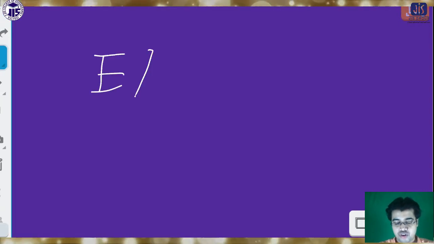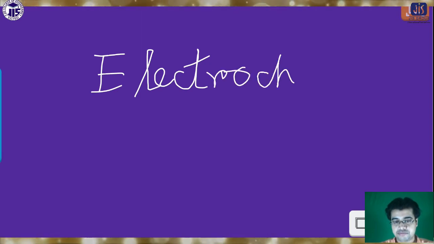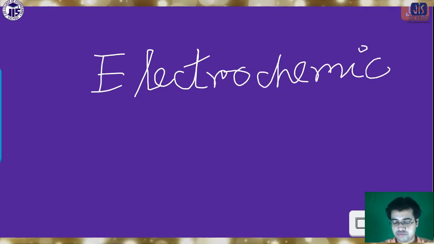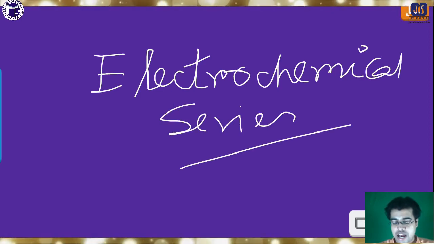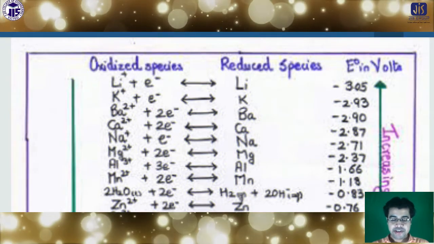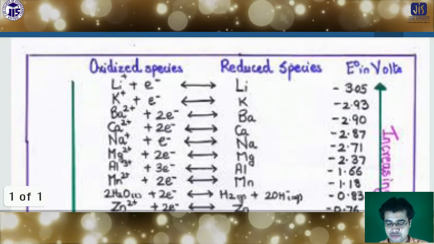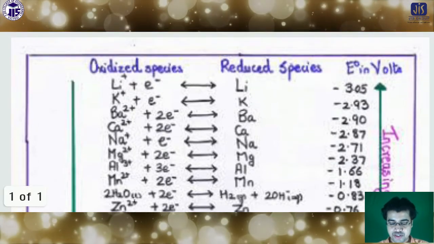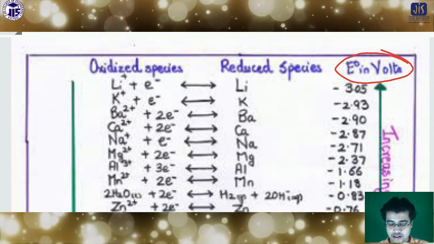I'll show you what the electrochemical series is and what the usefulness of the electrochemical series is. Look here, this is actually called the electrochemical series. Here all the metals like lithium, sodium, beryllium are listed, and E0 values are mentioned here. Normally it is mentioned in volts. So all the values are mentioned here.